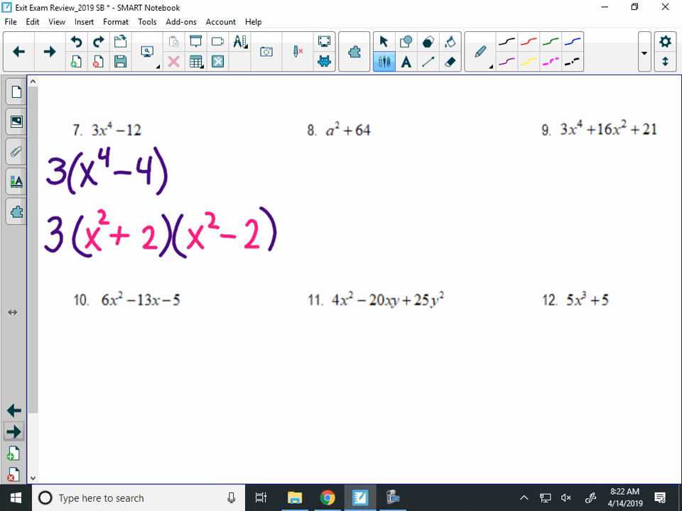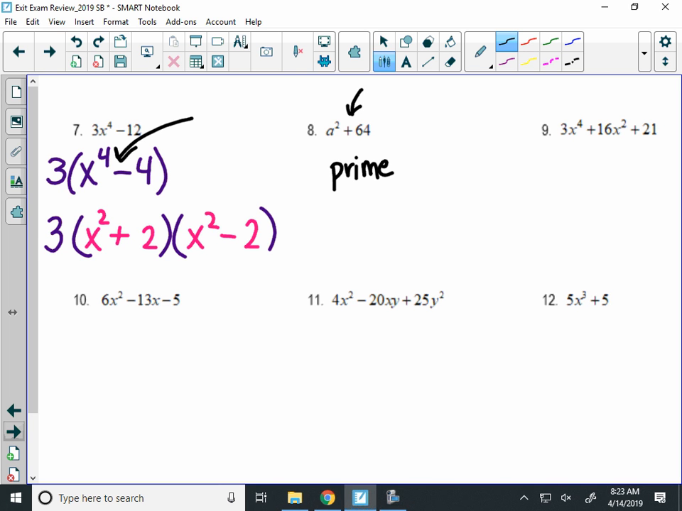When I move to 8, I have a squared plus 64. Both are perfect squares. However, because there is a plus in the middle, that means that this is prime and not able to be factored by the difference of squares. So remember, you can only use the difference of squares when you have a minus sign, because subtraction is difference.